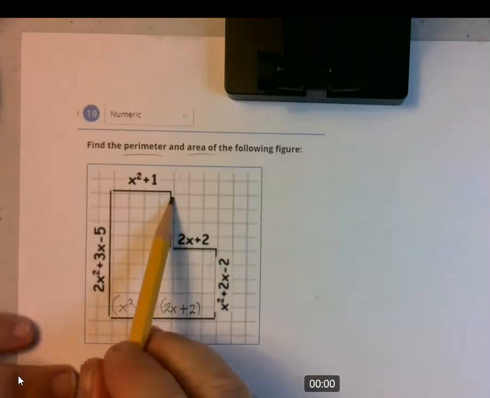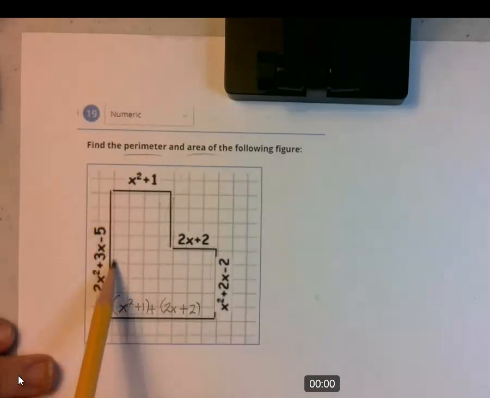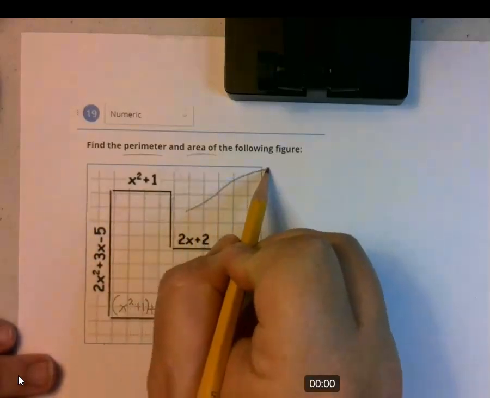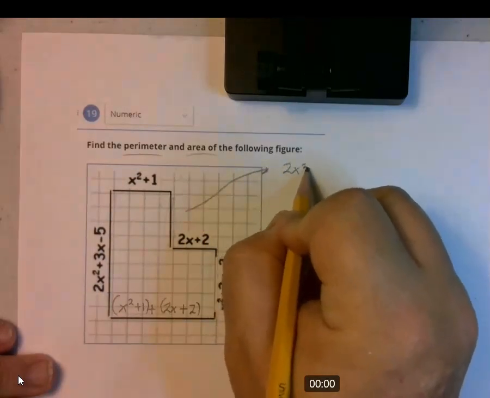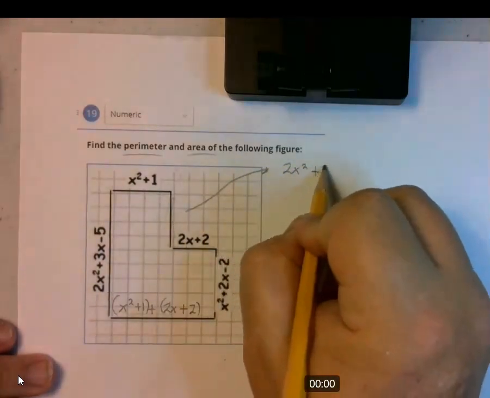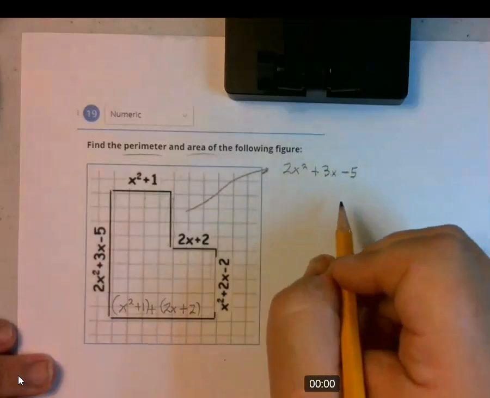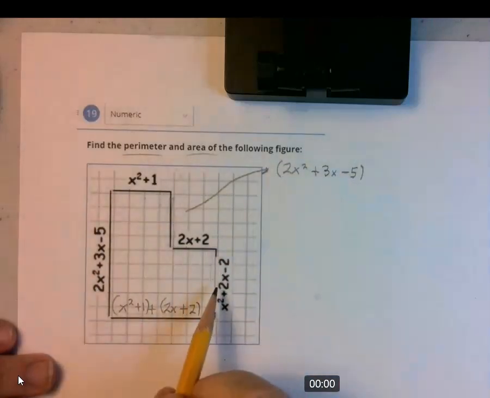This one's a little more complicated. How do you do this one? Well, it's the same as this entire side minus this part of it right here. If you take this minus this, it'll give you just that distance right there. So I'm going to write that up here, and that's the one we'll do first. So that's going to be 2x squared plus 3x minus 5. Okay, and then I'll put that in parentheses, and then I've got to subtract this.